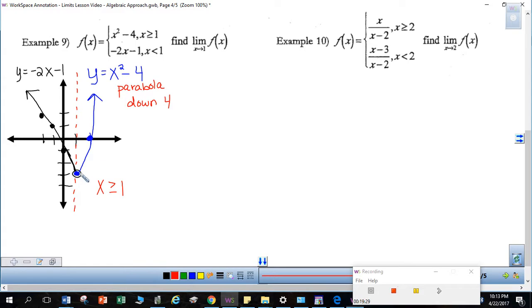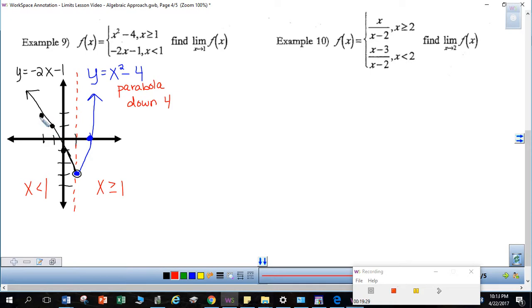So the filled in circle will be here. Now on the left side, that's where x values are less than 1. So I'm going to write this over here. And the graph on that side is going to be defined by the line negative 2x minus 1. So think that it has a y-intercept at negative 1. We're going to go up 2, over 1.